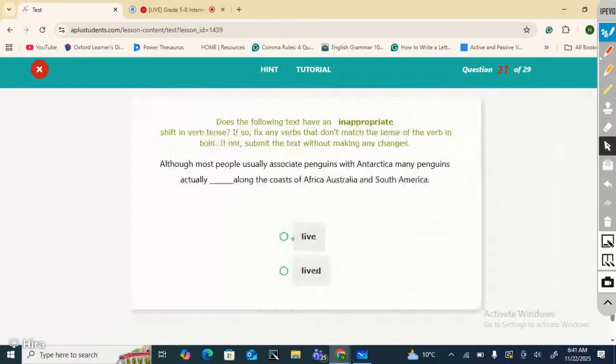Although most people usually associate penguins with Antarctica, many penguins actually blank along the coasts of Africa, Australia, and South America. Guys, please stop spamming.